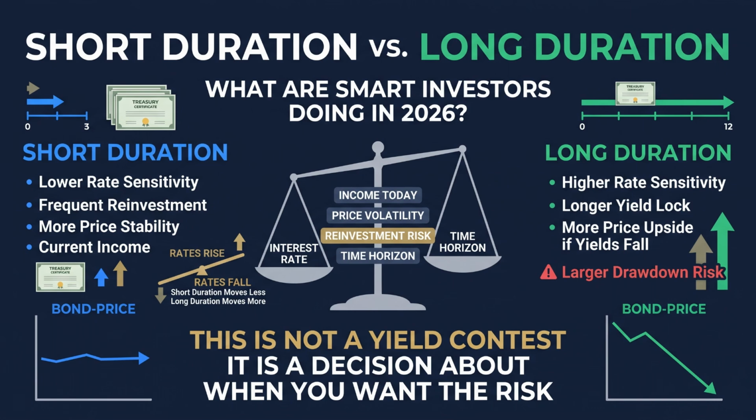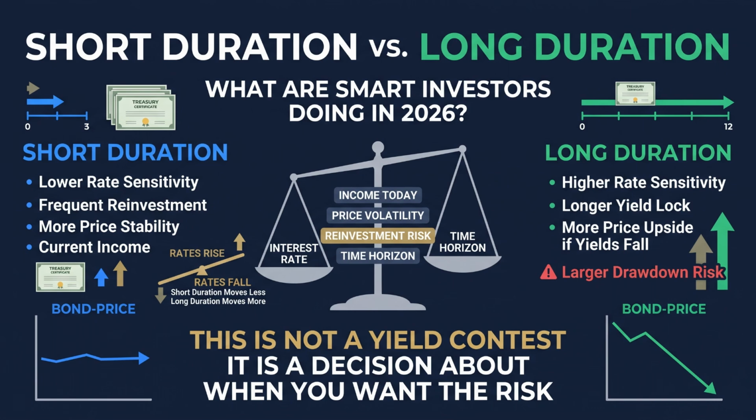Short duration reduces interest rate sensitivity today, but creates more reinvestment risk tomorrow. Long duration reduces the need to reinvest frequently, but creates much larger price movements today. The correct choice depends on the purpose of the money, the investor's time horizon, inflation expectations, credit quality, and the amount of volatility the portfolio can tolerate. Smart investors in 2026 are not blindly choosing the highest yield. They're asking which duration actually matches the job assigned to the bonds.